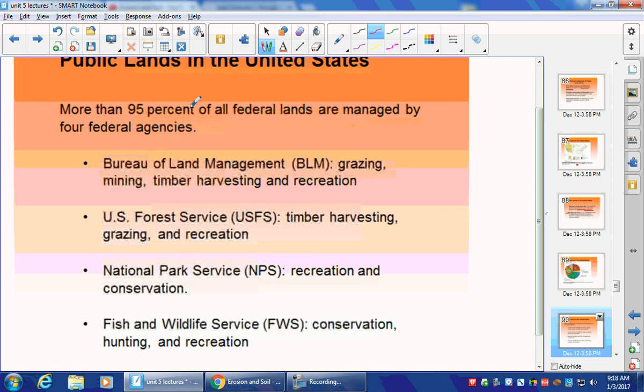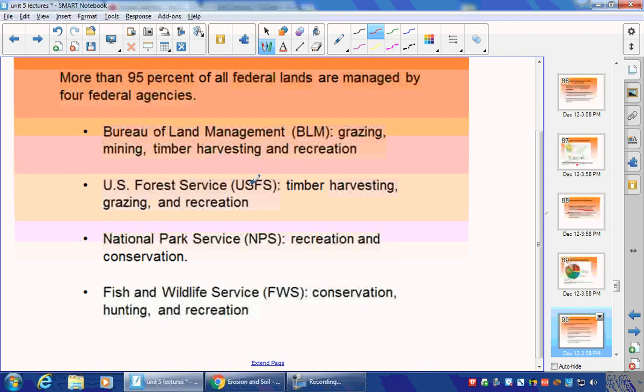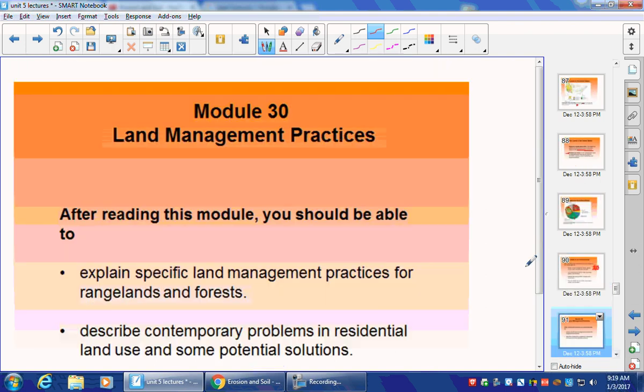More than 95% of all federal lands are managed by 4 federal agencies. So you should know these: the BLM, the Bureau of Land Management, used for grazing, mining, timber harvesting, and recreation. U.S. Forest Service, USFS, timber harvesting, grazing, and recreation. So again, I would probably make a little table, like a little checklist or something, right? Fish and Wildlife Services, conservation, hunting, and recreation. If you're a hunter or you go out in nature, you've probably dealt with some of these agencies in some way, maybe for permits or something.